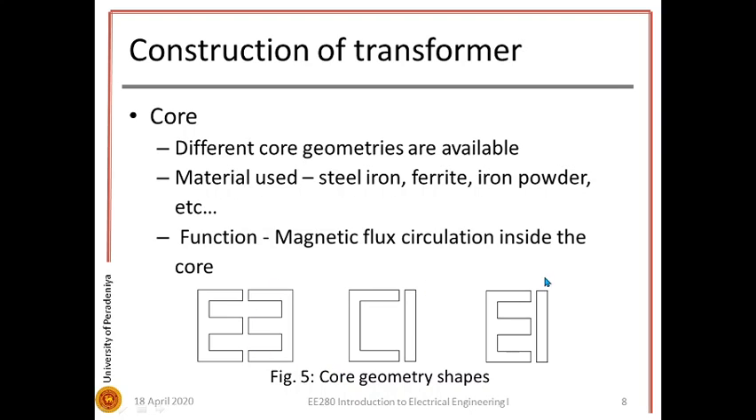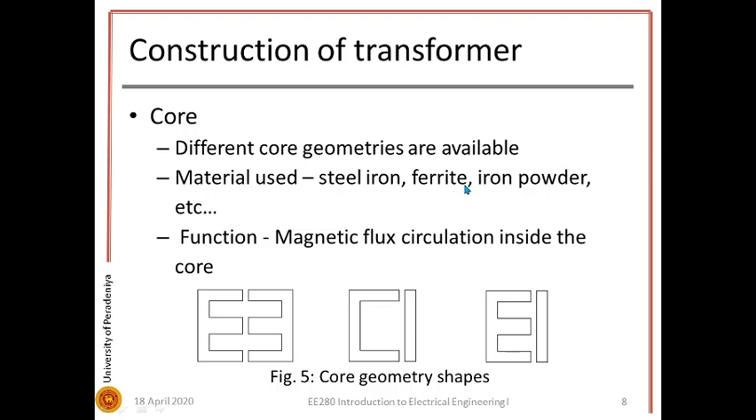Transformer cores are available in different geometries. So here I have drawn three core shapes, but in the real world you could find many other shapes for the transformers. So here this is an EE core, CI core, and this is an EI core. And the main function of this core is to provide a path for the magnetic flux for circulation.